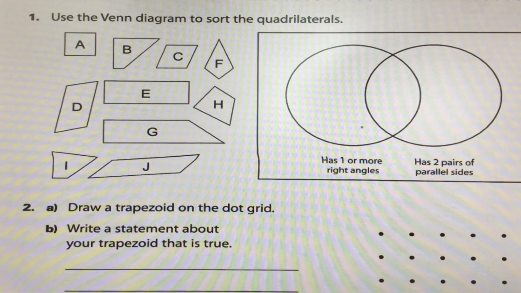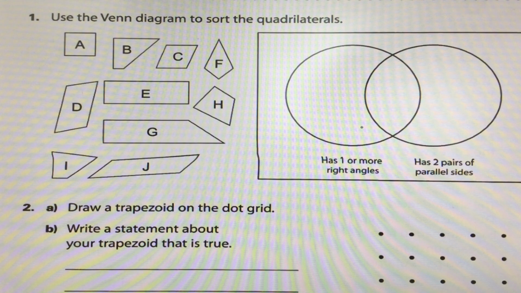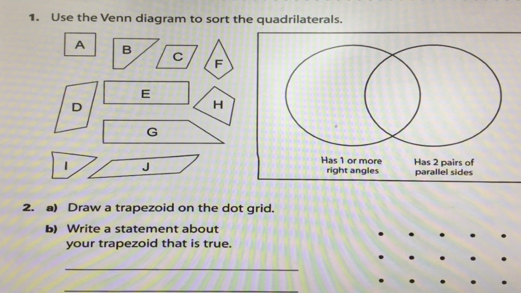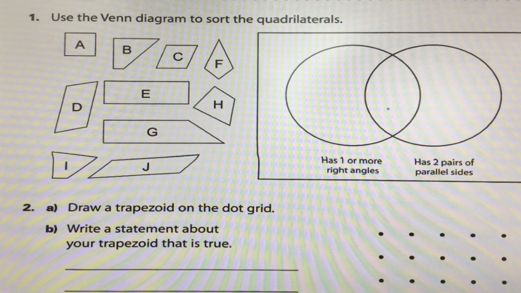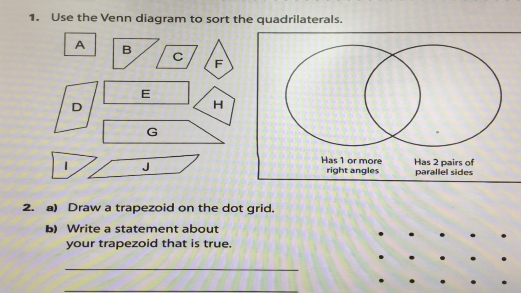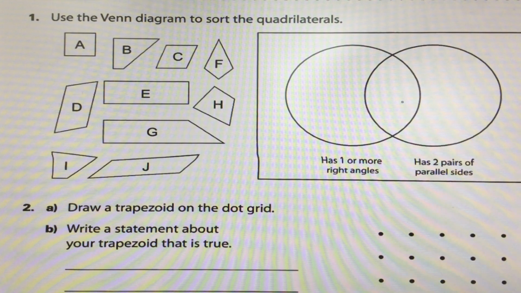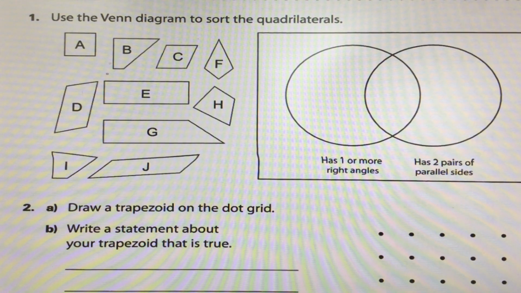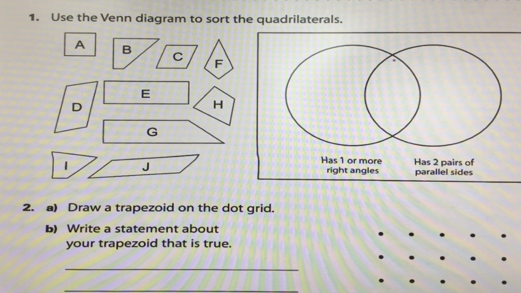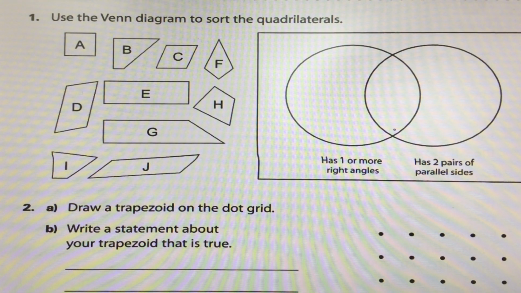So when we're talking about a Venn diagram, we're talking about things like this. In this circle on the left-hand side, everything that has one or more right angles goes into this circle. On the right-hand side, everything that has two pairs of parallel sides goes in there. And this overlapping part right here would be those quadrilaterals over here that have both one or more right angles and two pairs of parallel sides. So it's a little bit different in that regard.